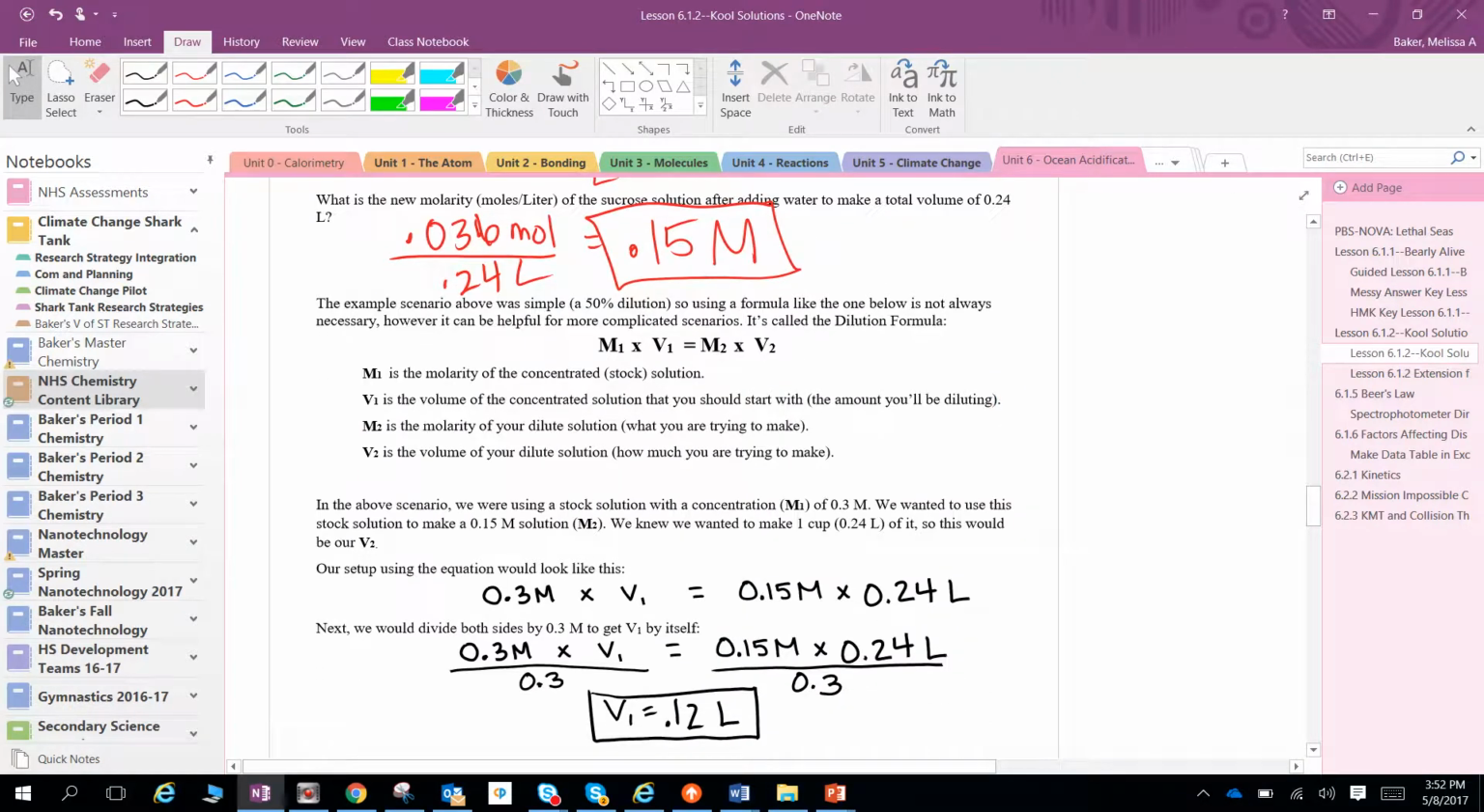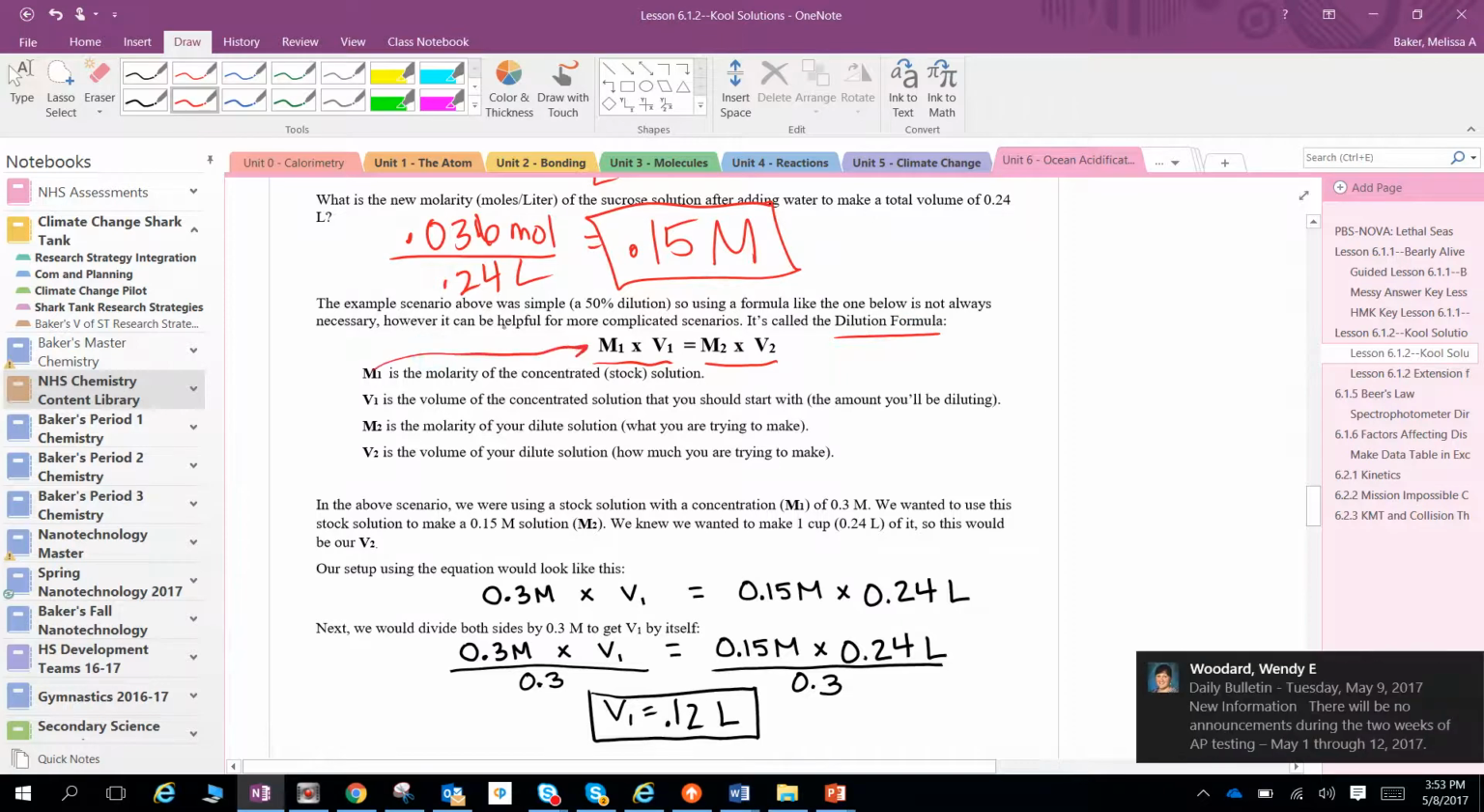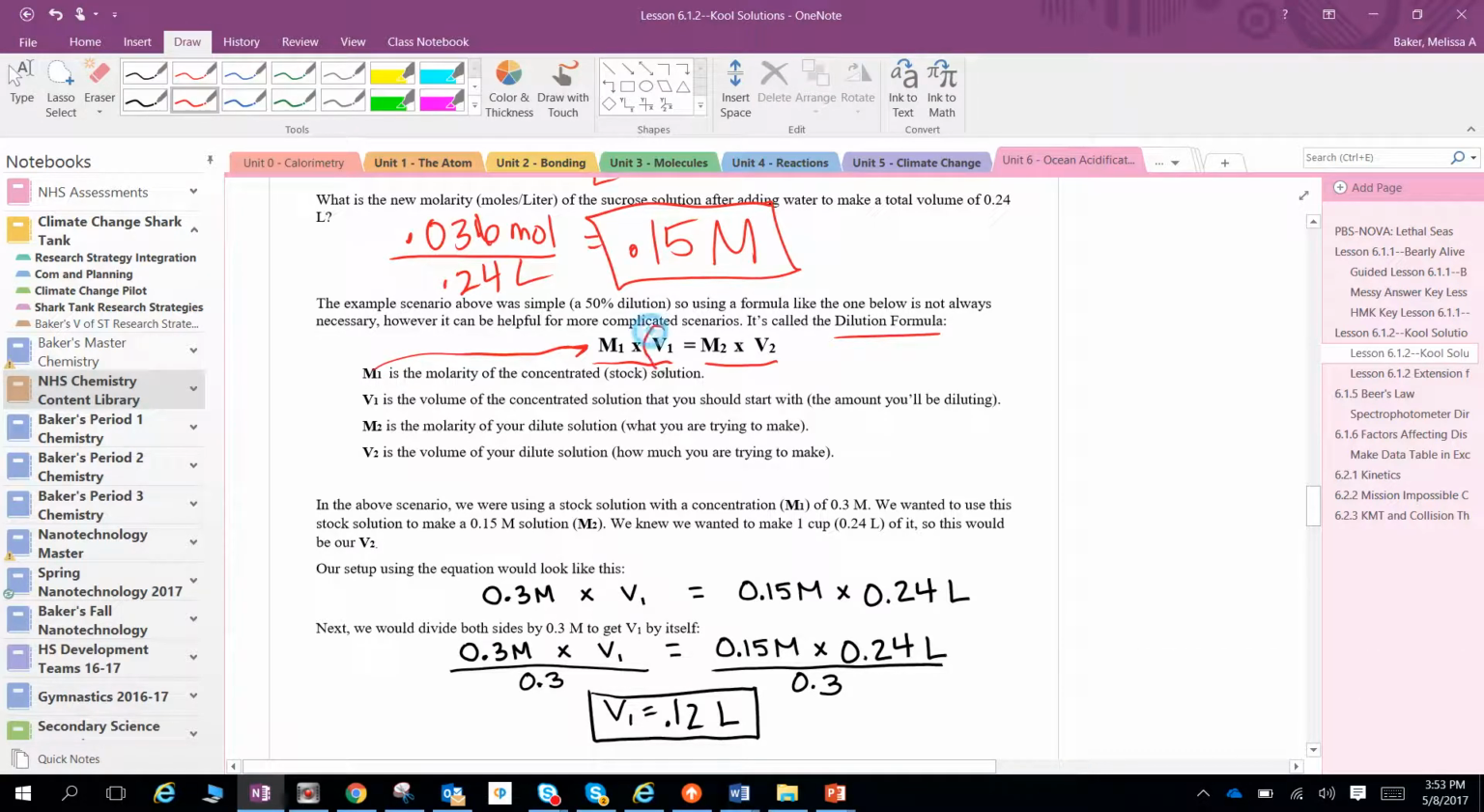So there's an equation to do this without thinking. I mean, who doesn't want to not think? Just kidding. But it's helpful when you're not just doing a 50% dilution. It's called M1 times V1 equals M2 times V2. Well, I should say it's called the dilution formula. So you usually plug in the stock solution's molarity for M1. And V1 is what you're solving for a lot of times.